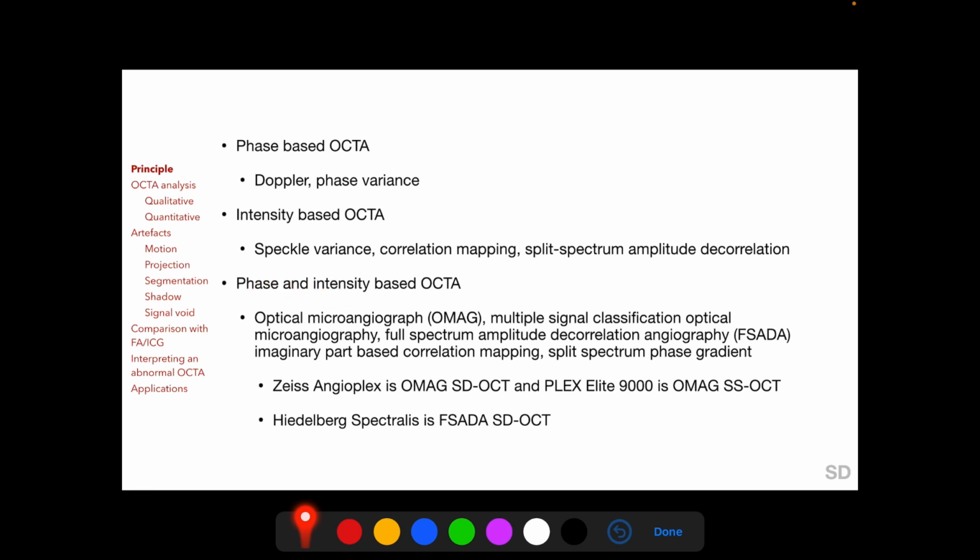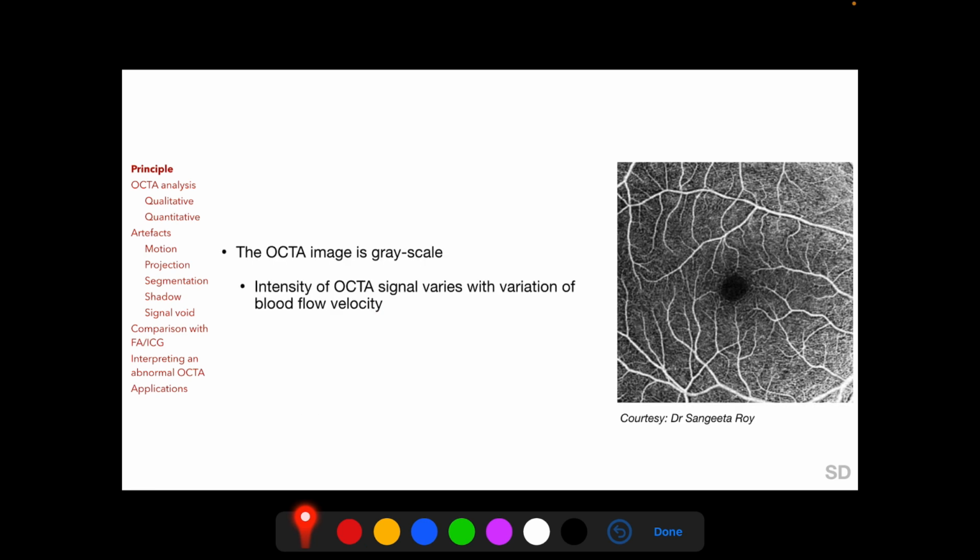We may note here that Zeiss Angioplex and Heidelberg Spectralis, which are the common OCTA machines used, are based on both phase and intensity variation detection. The OCTA image is grayscale, and the intensity of the OCTA signal varies with variation of blood flow velocity.